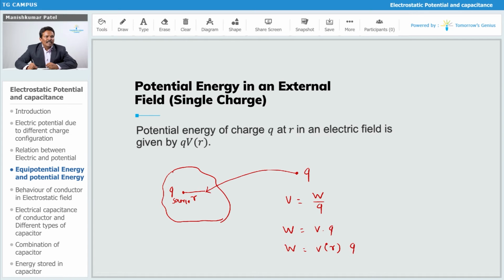Basically we are bringing that point charge from infinity to a particular point in a region where the field is already present, and you have to do some work to bring that charge from infinity to that point. We assume that point is at a distance r from the source charge. That work done is saved in the form of energy. So this W you can now call energy, which is V of R into Q. That is the potential energy due to a single charge.